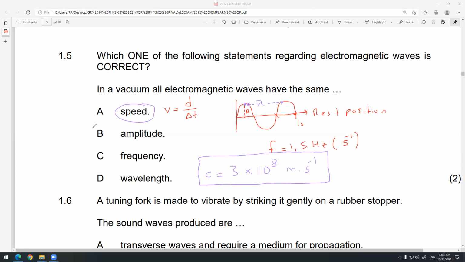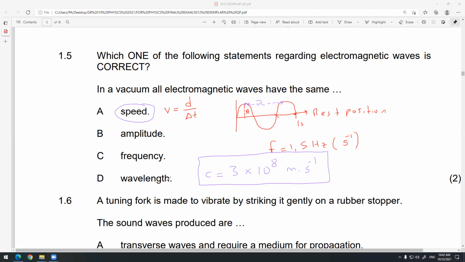So the answer is A. Question 1.5, answer is A. But now you know amplitude. It is the maximum height of a wave from the rest position to the crest. Frequency is the number of waves in 1 second.